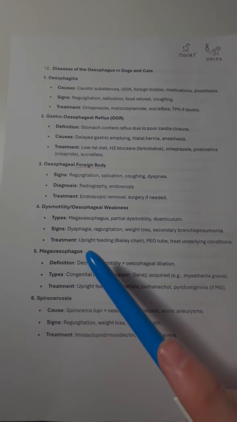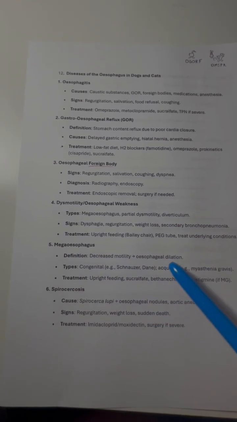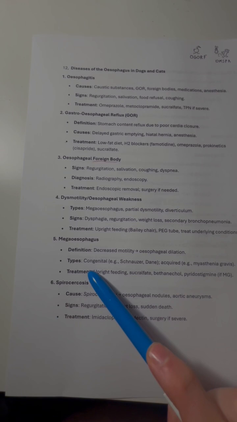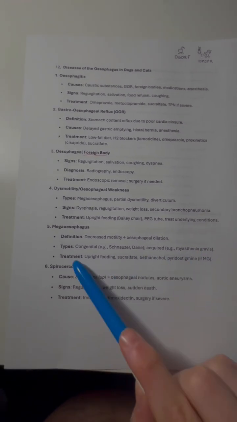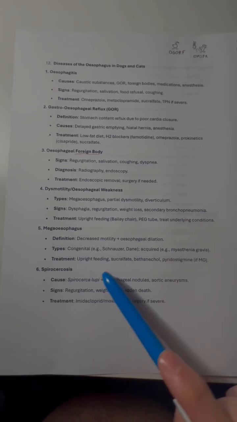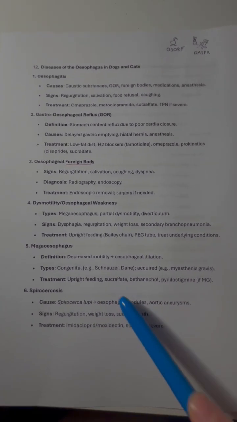In megaesophagus, decreased motility causes esophageal dilation. The types are congenital in the case of Schnauzers and Great Danes, and acquired in the case of myasthenia gravis. The treatment is upright feeding in a Bailey chair and sucralfate, and give pyridostigmine in the case of myasthenia gravis.